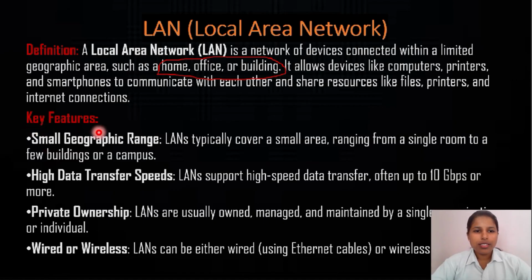Let's look at the key features. First, small geographical range. LANs typically cover a small area, from a single room to a few buildings or a campus. And high data transfer speed. LANs support high data transfer speed, often 10 Gb per second or more. That is because we all know that when the space decreases, the speed will increase.